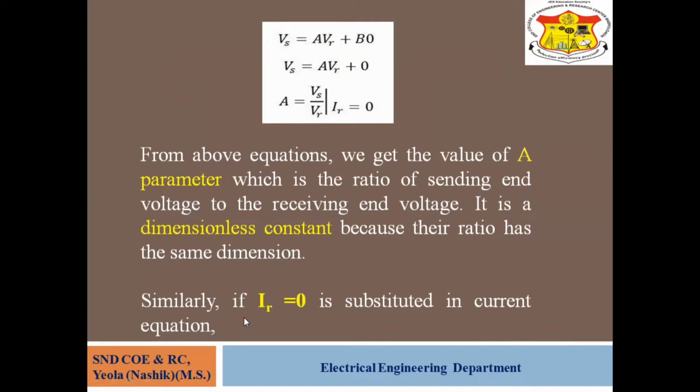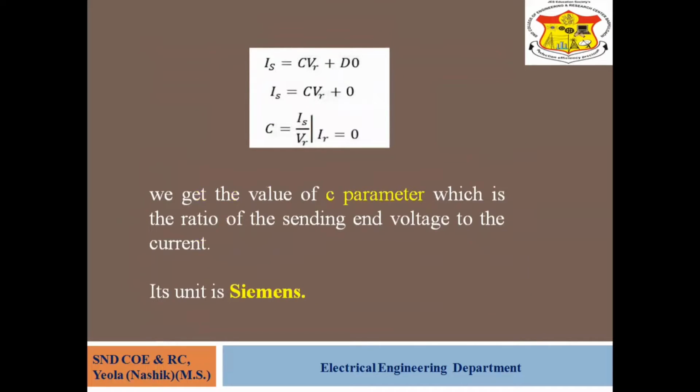Similarly, if IR equal to 0 is substituted in the current equation, Is equals C VR plus D into 0, so Is equals C VR. So the constant C is equal to Is by VR at IR equal to 0. We get the value of the C parameter, which is the ratio of the sending end current to the receiving end voltage. The unit is Siemens.